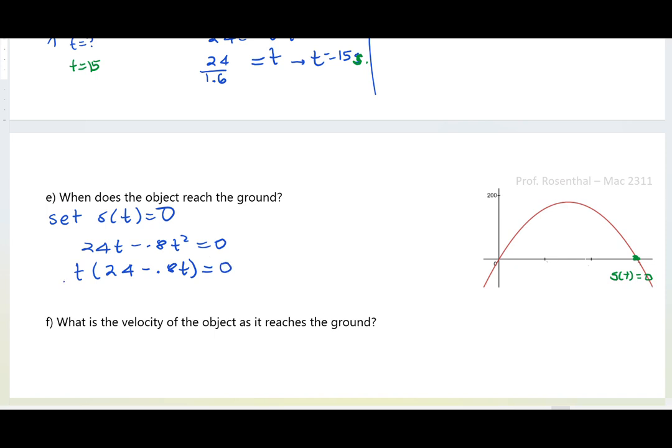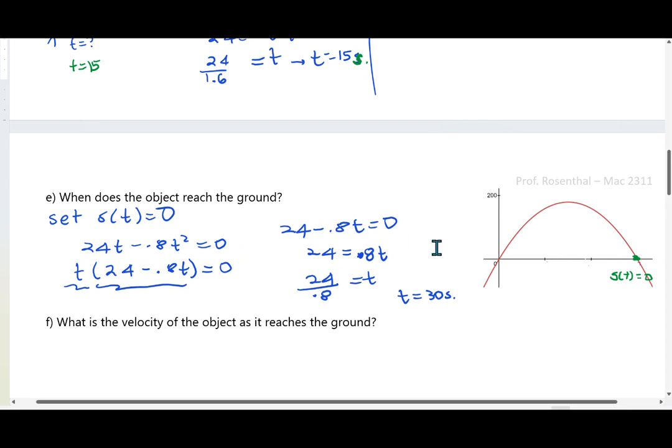So either t has to be 0 or the other factor. So let me set the other factor, 24 minus 0.8t, equal to 0. And when we solve for t in that equation, we're going to get t equals 24 divided by 0.8. And just like we expected, that should be 30. That is indeed 30. So for this question, we could guess that again, but this technique will work even when it's not a perfect symmetrical situation.